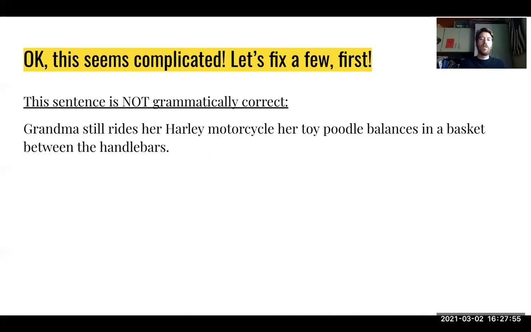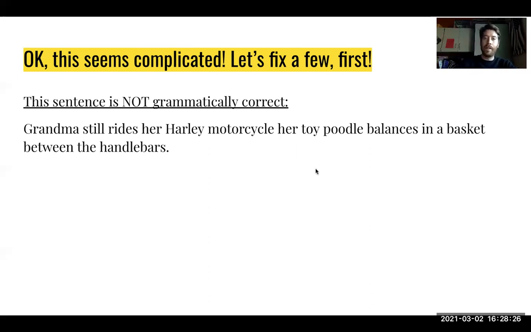But it is two clauses that are crammed together, smashed together in a way that doesn't make a lot of sense. So you have two phrases that we could break down. Grandma still rides her motorcycle. That's clause 1. Her toy poodle balances in a basket between the handlebars. That's clause 2. Right now, this author is trying to put those two clauses together, and it's not working.